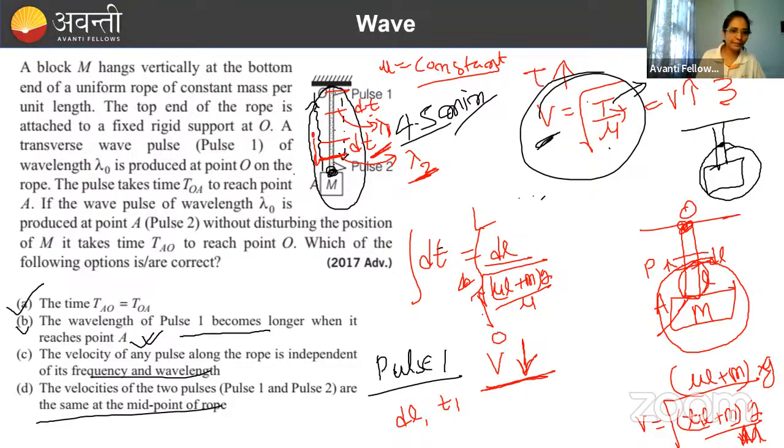So that is this. If you're not getting the second point, you can just think carefully over that. You can take time. Okay? So the correct answer will be which? A, C, and D. Yes.